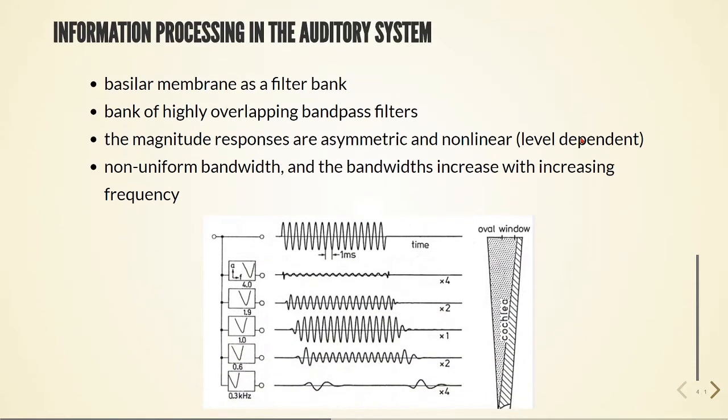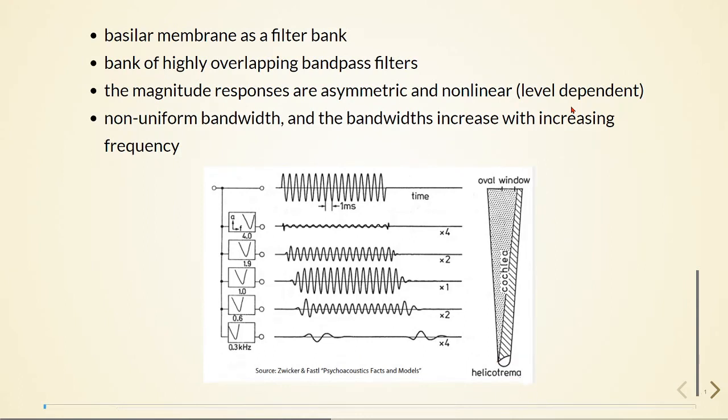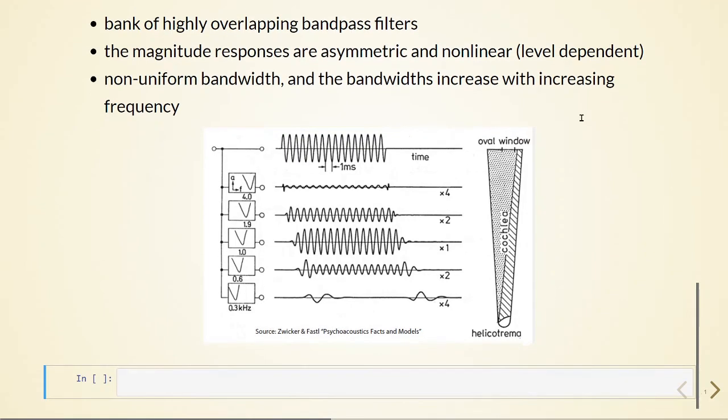So this way we see that we can look at the basilar membrane as a filter bank, and this filter bank has highly overlapping bandpass filters. The magnitude response of these filters is asymmetric and nonlinear, and level dependent. So we are talking about non-uniform bandwidths, and bandwidths that increase with increasing frequency.